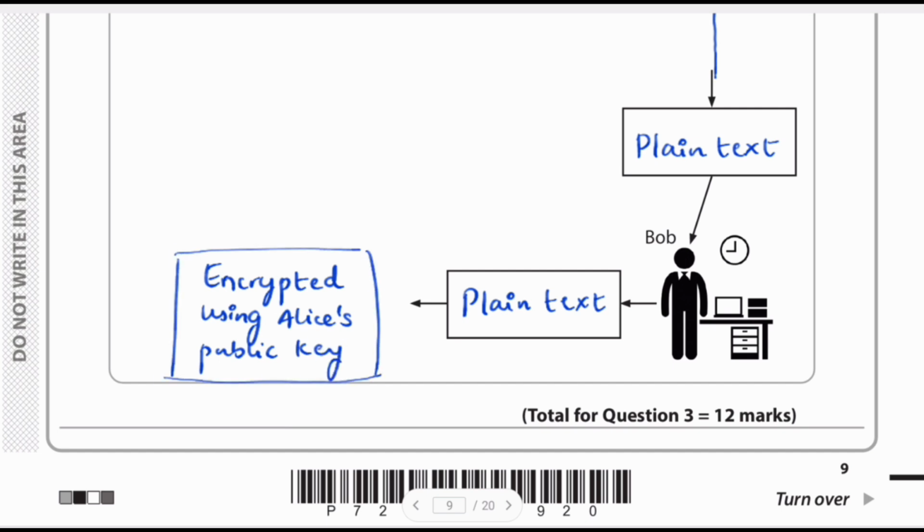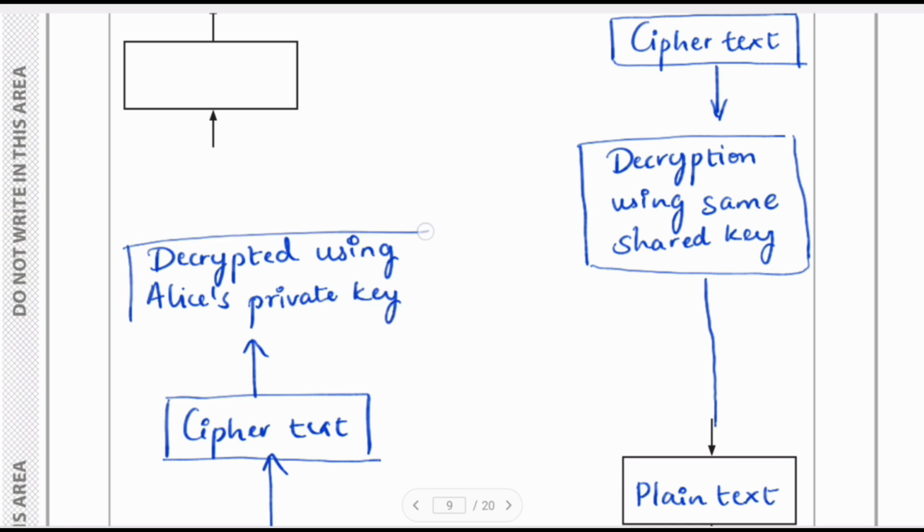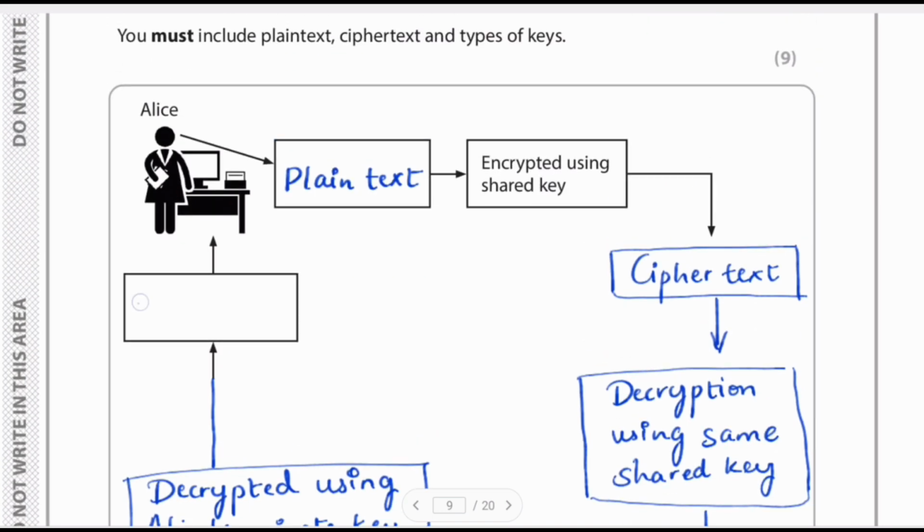Encryption is done using Alice's public key. Then we get the ciphertext. So decryption happens with Alice's private key. And then once the decryption is done, you will get the plain text.